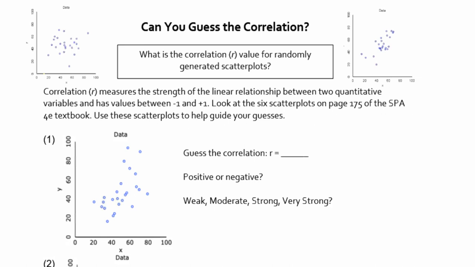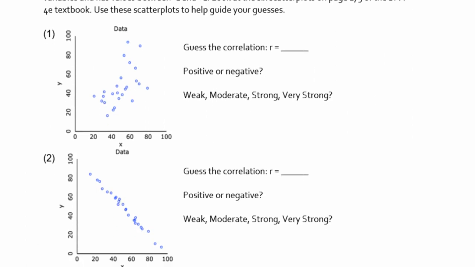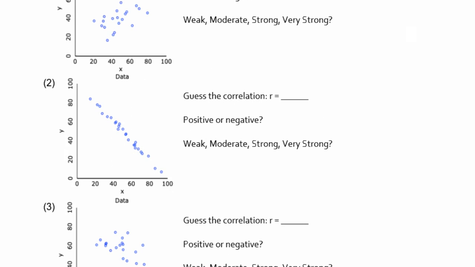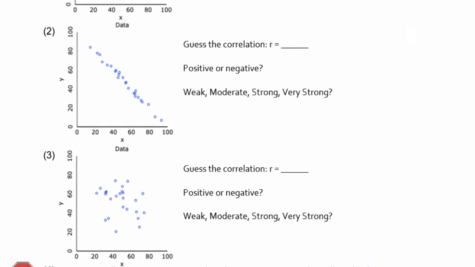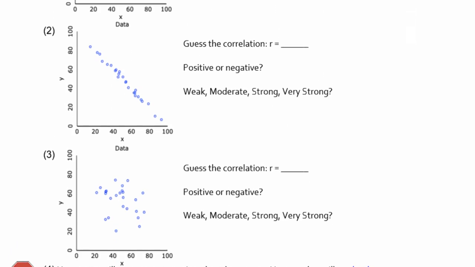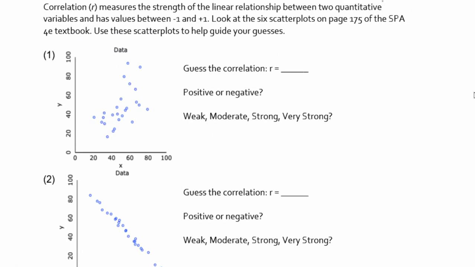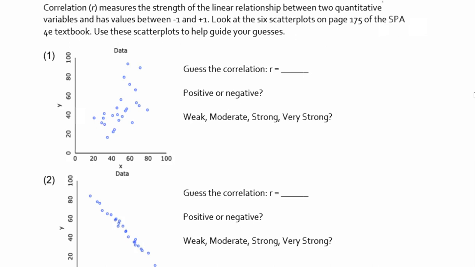So we're going to take a moment and pause the video and look at these first 3 scatter plots given to us. So there are 1 and 2, and here is 3. And I want you to guess the correlation value, the R value. Tell me if you think it's a positive or negative correlation. Do you think it's weak, moderate, strong, or very strong? So again, let's take a moment, pause the video, and answer those 3 questions.